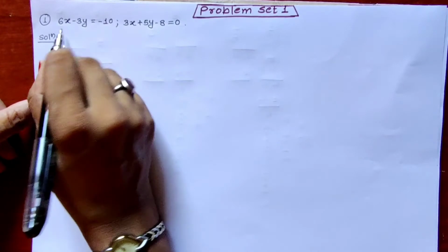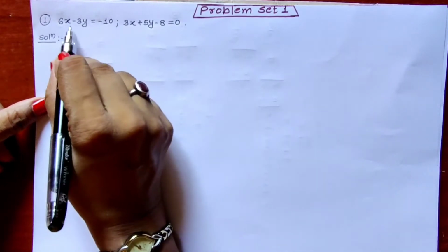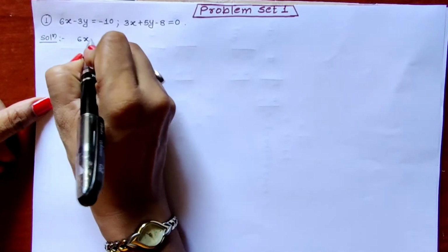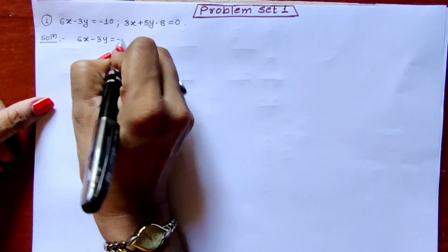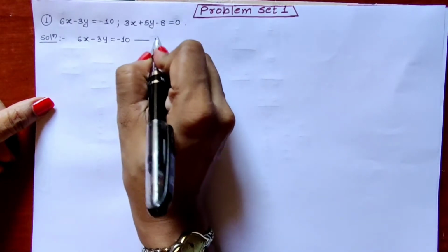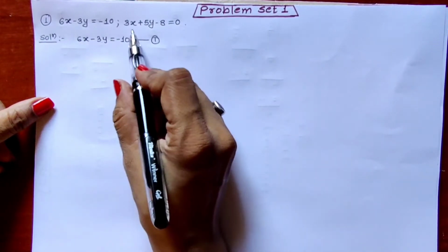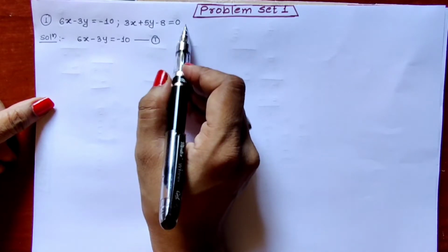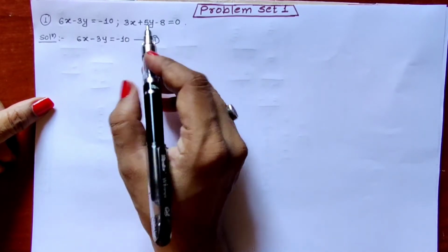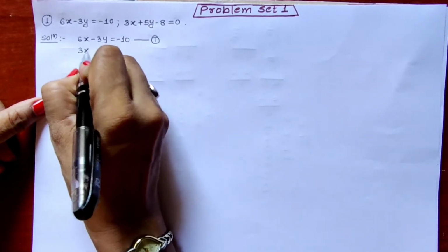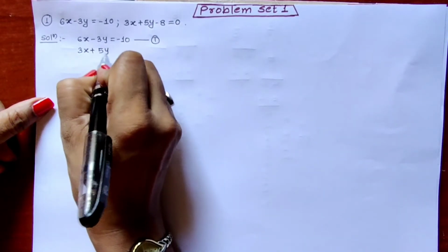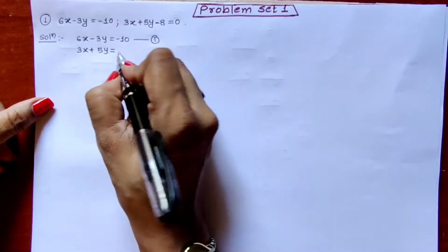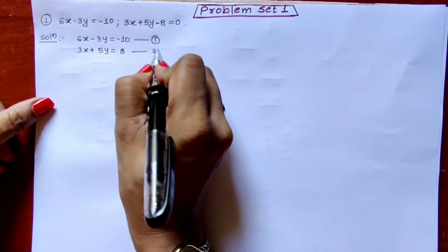In solution, as we can see, first equation is in the proper format of ax plus by is equal to c. So first equation we write as it is. 6x minus 3y is equal to minus 10. This will be our equation number 1. In second equation we can see minus 8 is on the left hand side, so we will have to bring it on the right hand side, and x and y terms as it is we write on left hand side. So 3x plus 5y and then equal to minus 8. When we bring on right hand side it becomes plus 8. This will be our equation number 2.